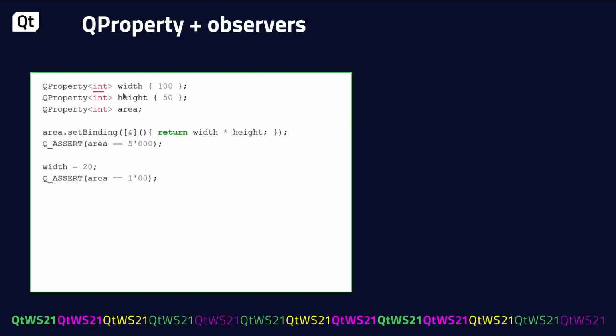We can initialize QProperty with any value of the underlying type, or we can leave out the initialization, in which case it will be initialized via zero initialization. And we can read and write the property as if it were the underlying type for the most part, because it is implicitly convertible and has an assignment operator which does the correct thing.